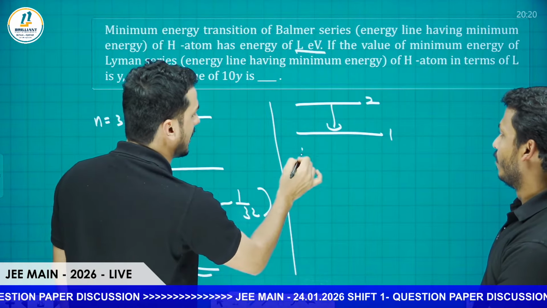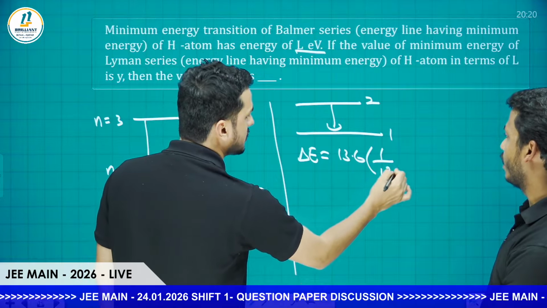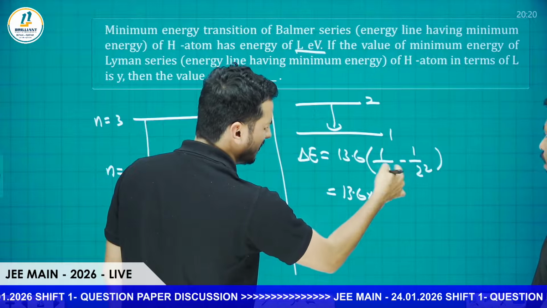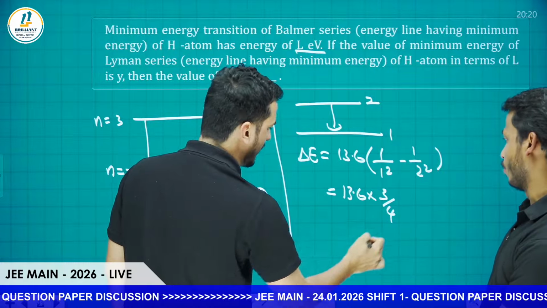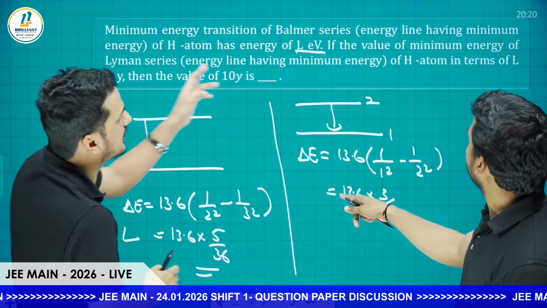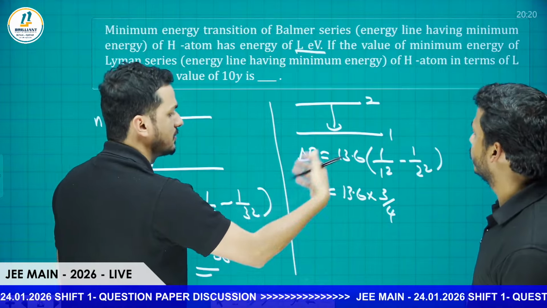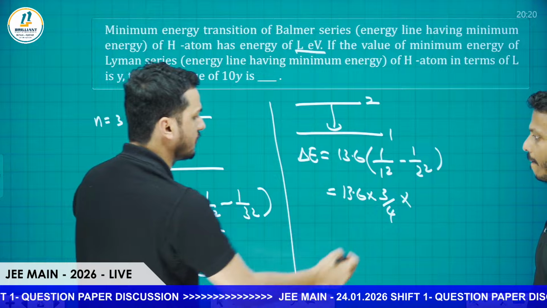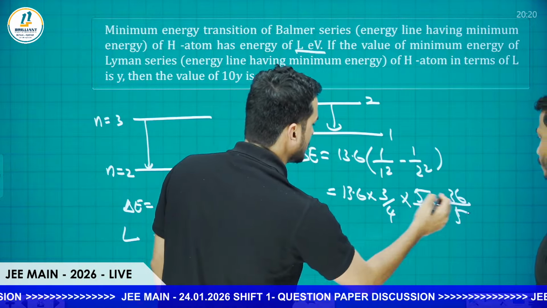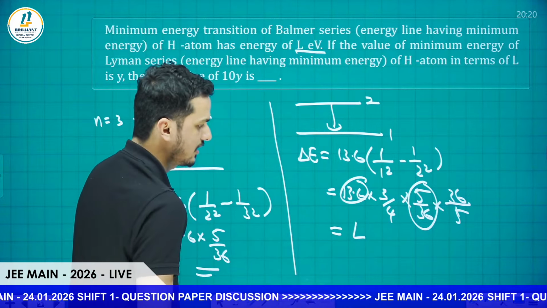So here delta E equals 13.6 into 1 by 1 square minus 1 by 2 square. That's equal to 13.6 into 1 minus 1 by 4, so 3 by 4 will come. So I have to make it in terms of L. So that's why I will multiply this one with 5 by 36 and into 36 by 5. So this 5 by 36 into 13.6 is L. That's L, correct, sir? Yes.